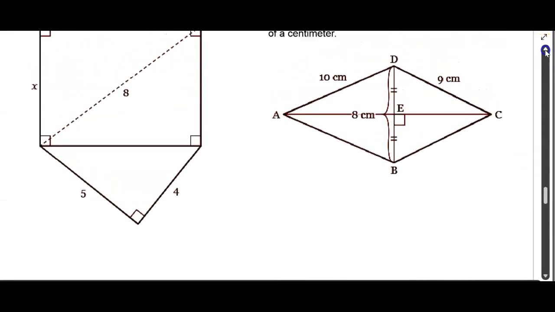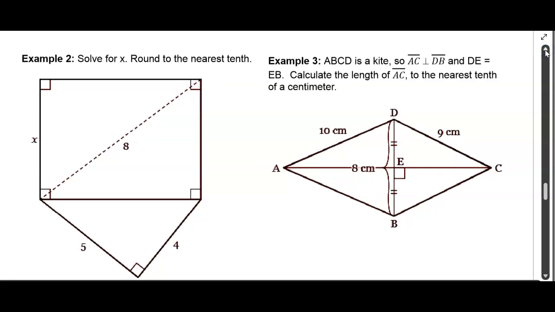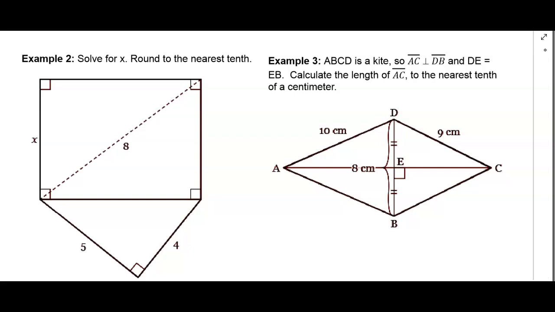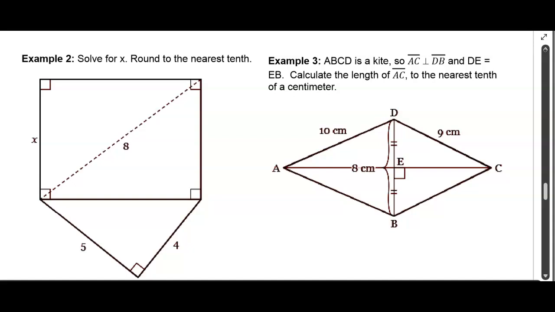So let me try to go a little bit faster. We're going to solve for x, and we need to round to the nearest tenth. For this one, we see there's a lot of triangles going on here. So I need to figure out what triangle gives me enough information? For example, if I'm looking at this triangle here, I have the hypotenuse because it's across from the right angle, but I don't know this leg and I don't know this leg. That's a problem. So then I can say, well, what about this triangle up here? Well, I know the hypotenuse, but I don't know this leg and I don't know this leg. You need to know 2 out of 3 sides to use your Pythagorean theorem.